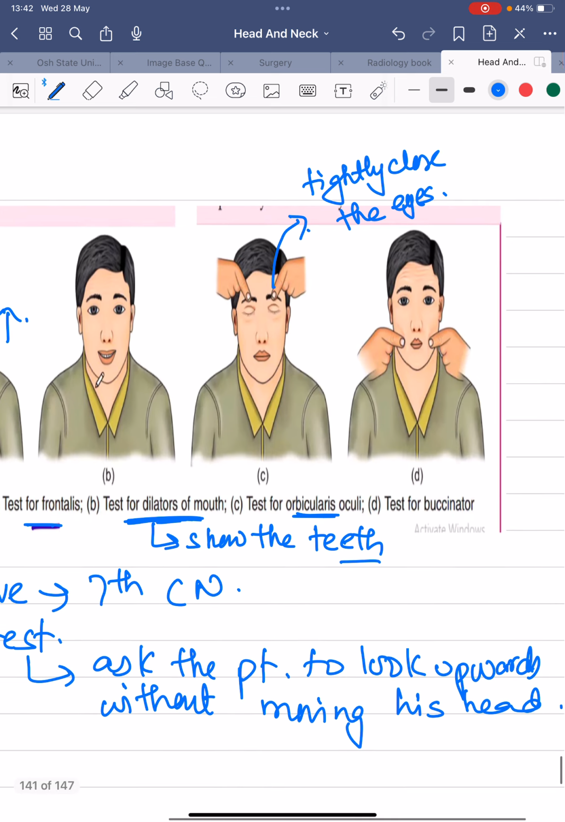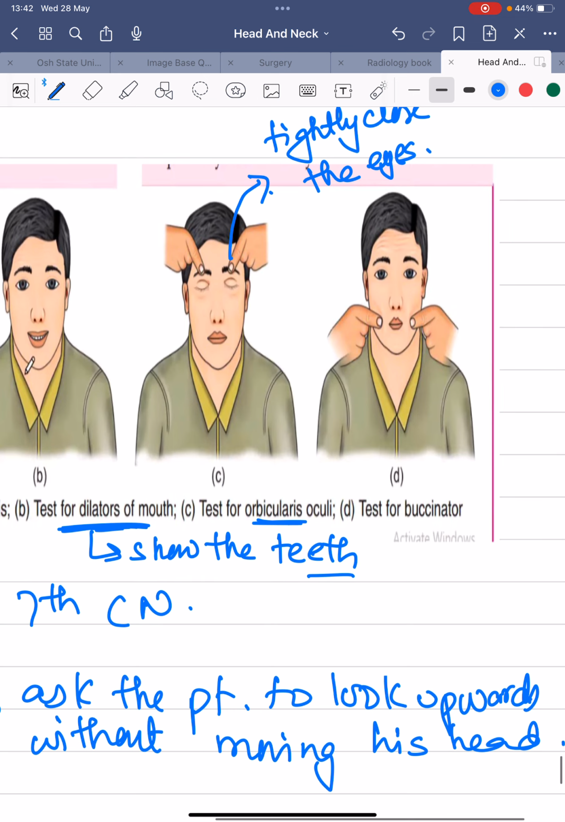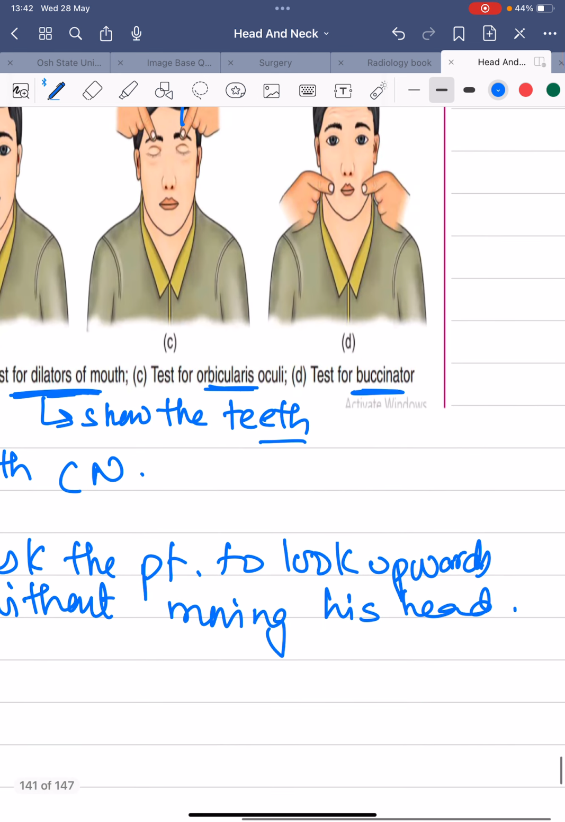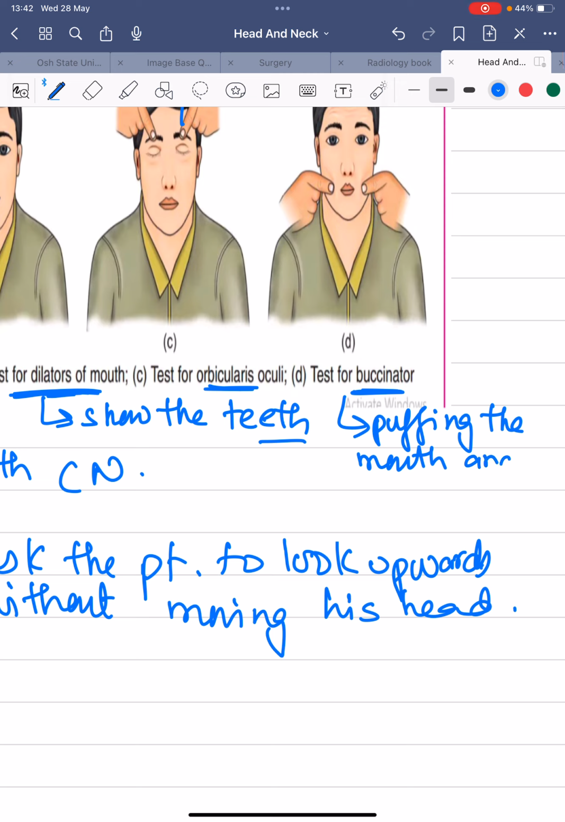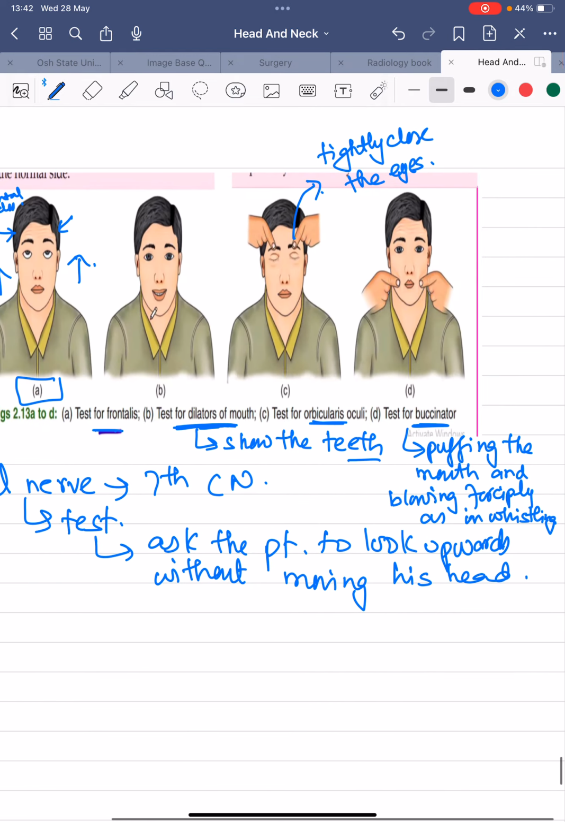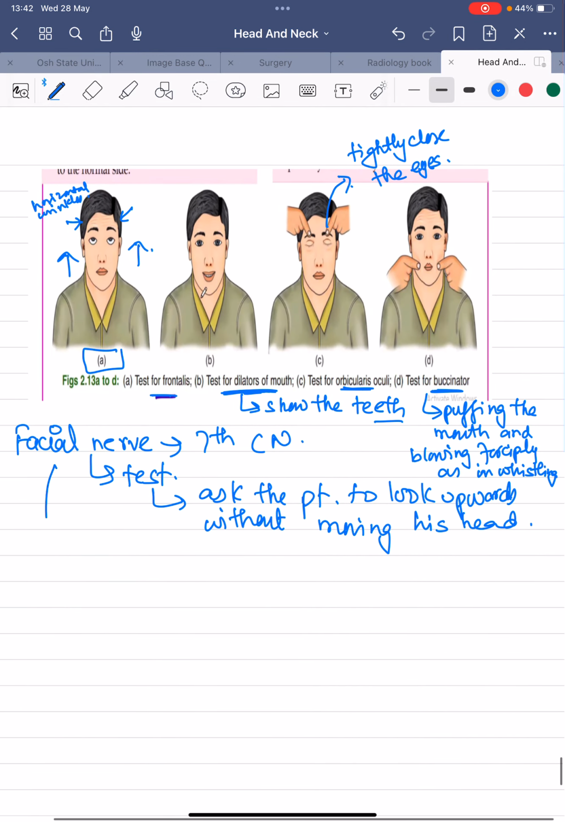by the facial nerve. Fourth one, test for the buccinator muscle. So for the buccinator muscle, you will ask the patient to puff the mouth and blow forcibly as if you are whistling. Okay, so this is how you are going to check the facial nerve in the patient.